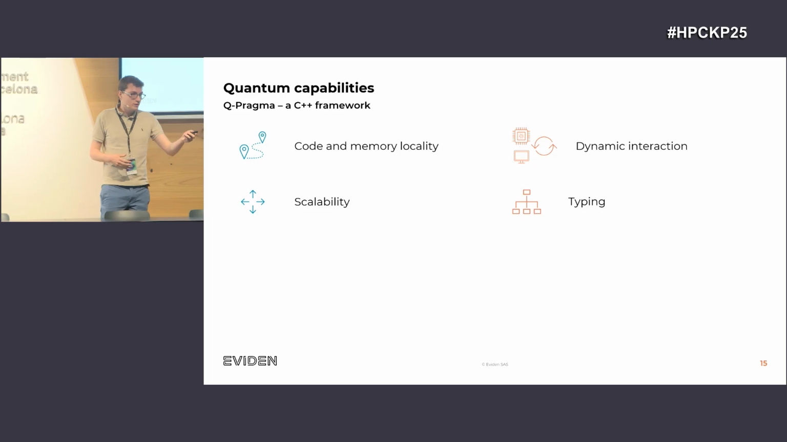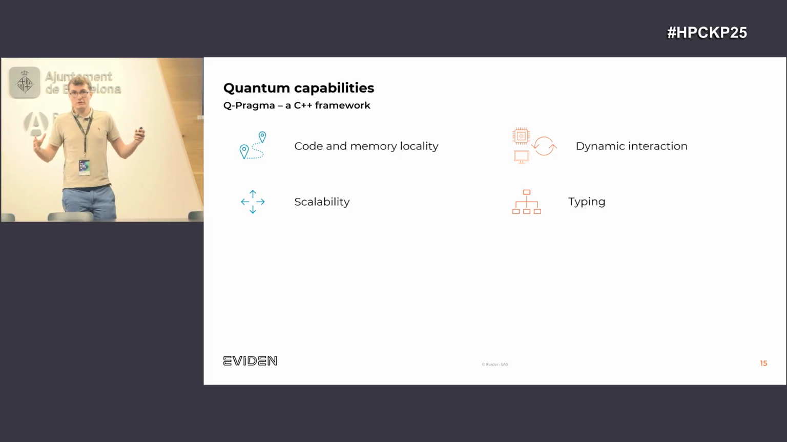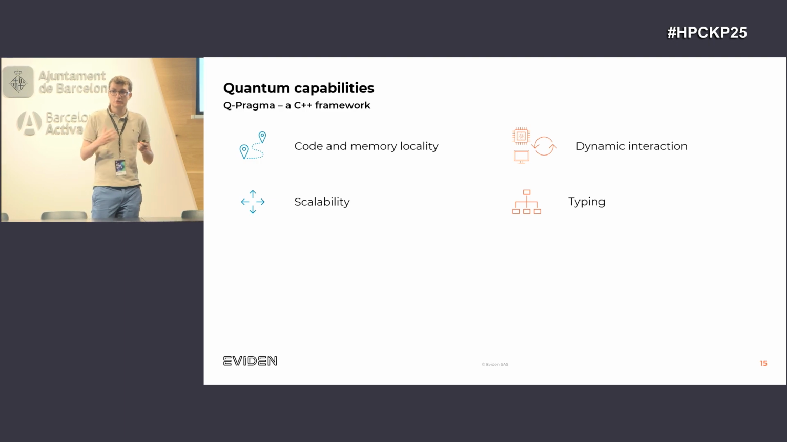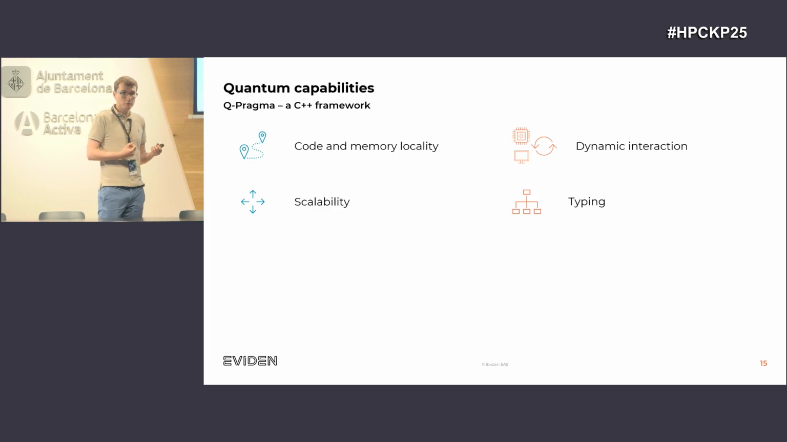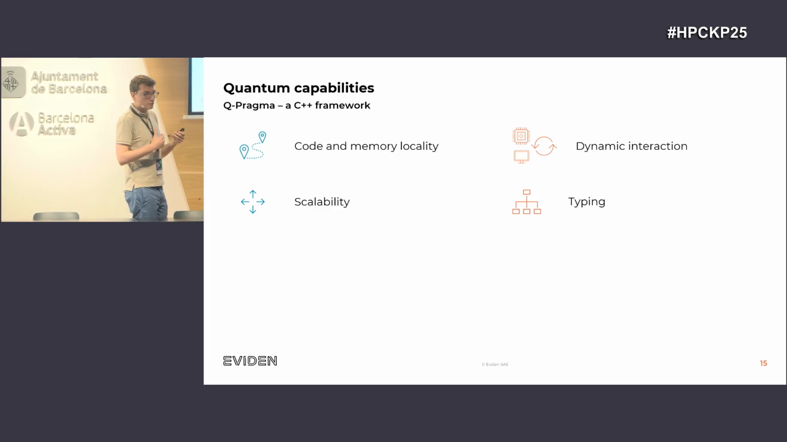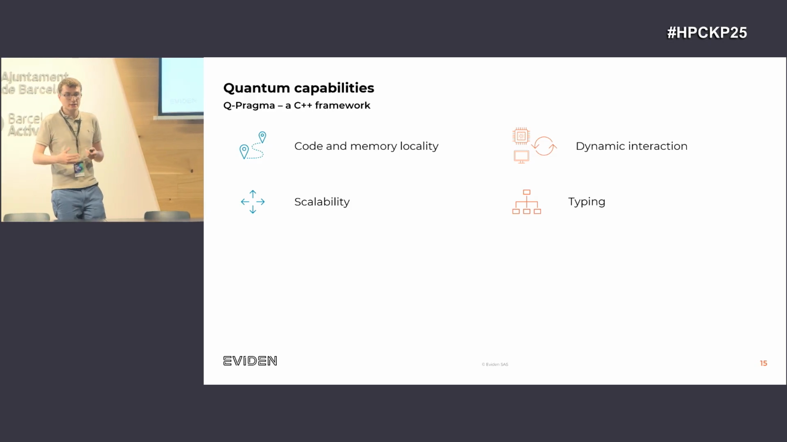These are quite known in classical computing, and there is also the typing, which is really important, because we want a framework that can scale, but it should also scale from the user point of view. Being able to introduce types in the framework is also a way to create a layer of abstraction that can simplify the way applications are designed.